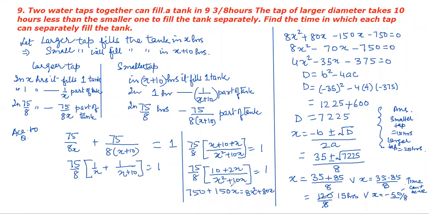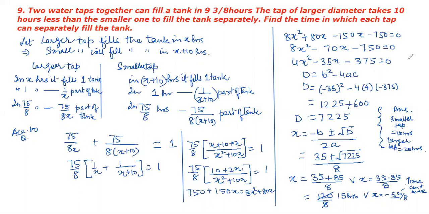And when you take it this side, 8 multiplied by this, and we'll take it this side, it will become 8x square plus 80x. And when you multiply it inside, it will be 750 plus 150x. Now bring everything this side. So it will be 8x square plus 80x minus 150x minus 750 is equal to 0. Simplify this equation. It will be 8x square minus 70x minus 750 is equal to 0.